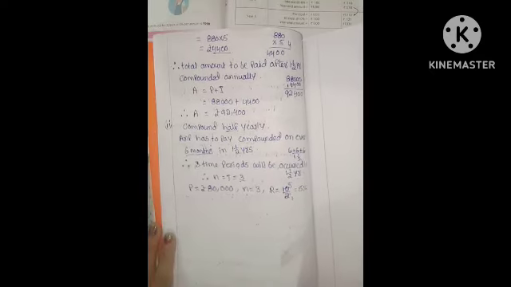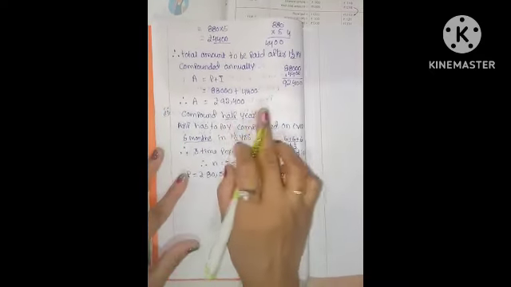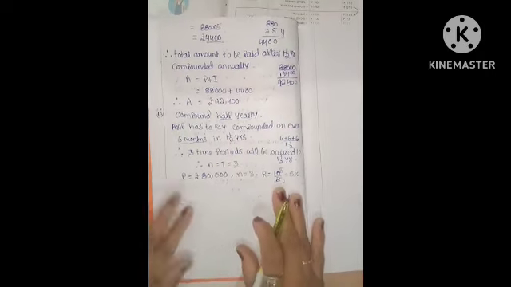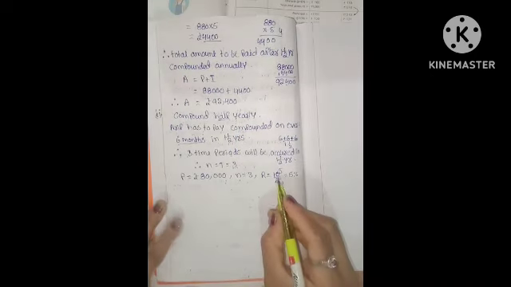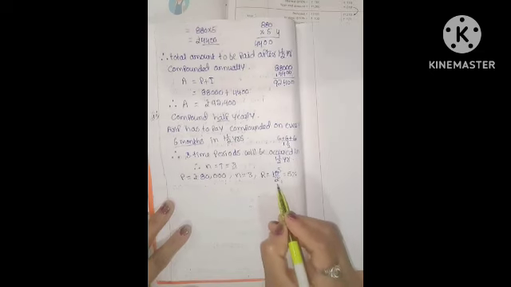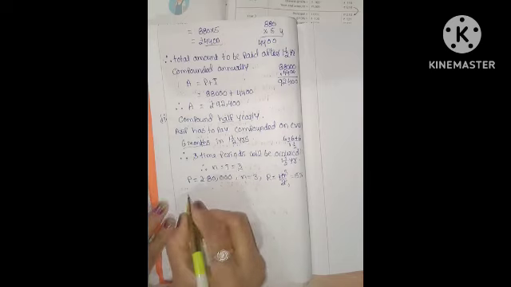Are you clear? The previous one was compounded annually, so we directly took 10% per annum. But in the second one, it is compounded half yearly in the given question, so divide by 2. Half year means divided by 2. So we will get this 5% only.